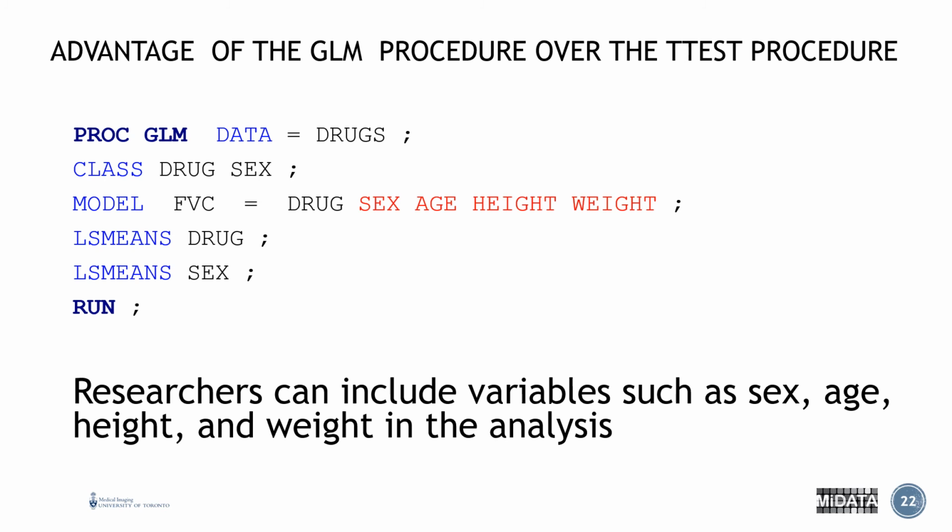So this leads us back to this advantage of using the GLM procedure as compared to the t-test. And you can see here, I've highlighted in red the difference, right? If you only include the group variable, then you're essentially doing a t-test. And we've shown that if you run PROC GLM with just a single group variable, you get the same results as doing a t-test. But in this case, researchers can include variables such as sex, age, height, and weight in the analysis and use PROC GLM. This is going to be much more powerful for you in terms of analysis because you can take into account the differences in balance between these groups and their relationship with the outcome.